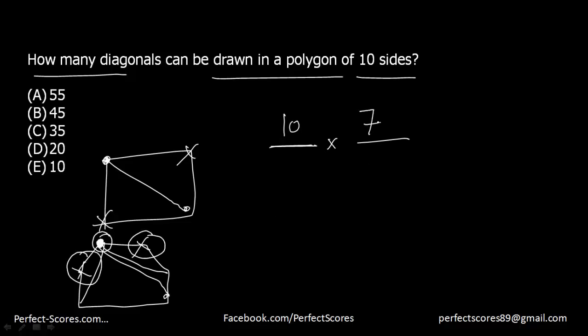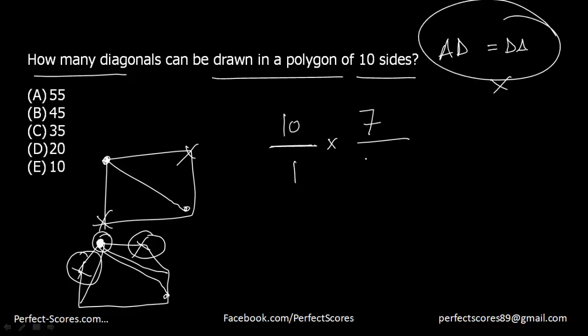That means the number of ways to choose the second point would be 7 points. And asking myself, does order matter or not? Is diagonal AD equal to diagonal DA? Yes, it is. So the order does not matter. That means I'll divide by the number of slots. That means my answer over here is equal to 35.